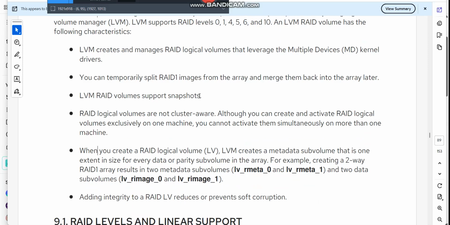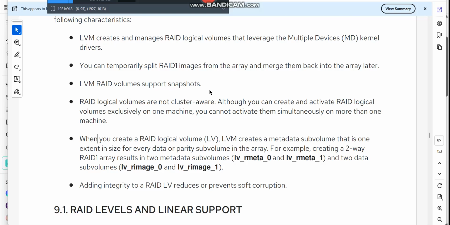You can temporarily split RAID 1 images from the array and merge them back into the array later. LVM RAID volume supports snapshots. RAID logical volumes are not cluster aware, although you can create and activate RAID logical volumes exclusively on one machine. You cannot activate them simultaneously on more than one machine.